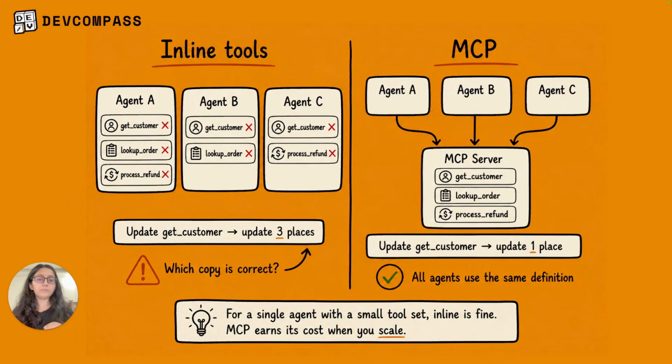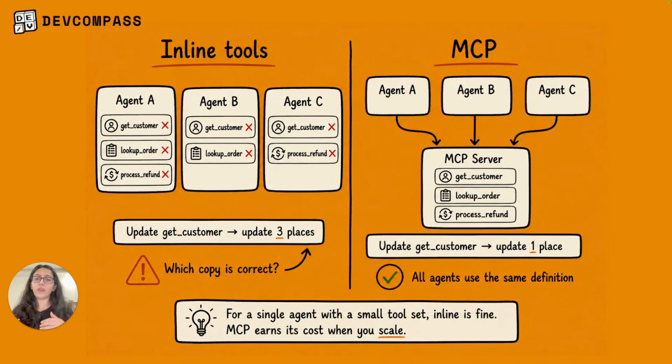Let me show you the maintenance argument concretely, because this is what makes MCP worth the setup cost when you're working at scale. Look at the left sketch. 3 agents all defined inline. Agent A needs get customer, lookup order and process refund. Agent B needs get customer and lookup order. Agent C needs get customer and process refund. Each agent has its own copy of the tool definitions embedded in its own code.